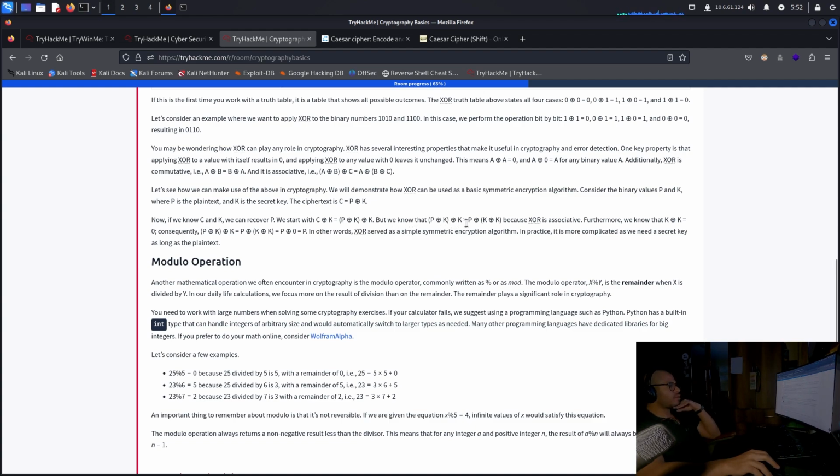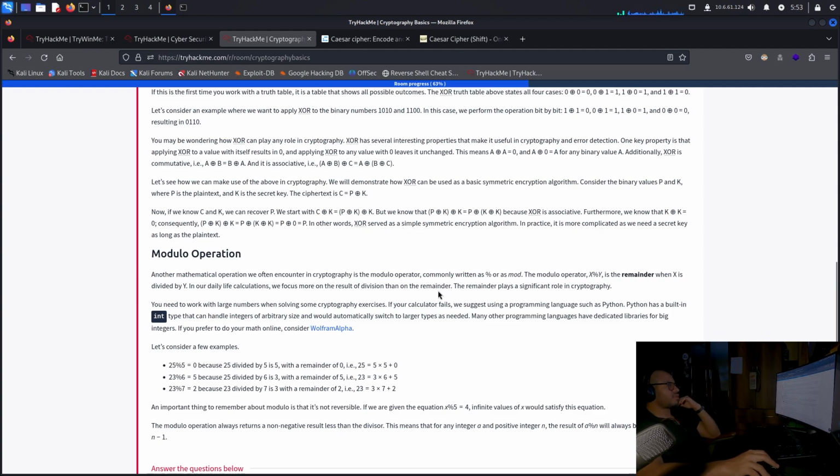But we know that P XOR K XOR K equals P XOR (K XOR K), because XOR is associative. Furthermore, we know that K XOR K is 0. Consequently, P XOR 0 equals P. Okay, so in other words, XOR serves as a simple symmetric encryption algorithm. In practice, it is more complicated as we need the secret key to be as long as the plaintext.